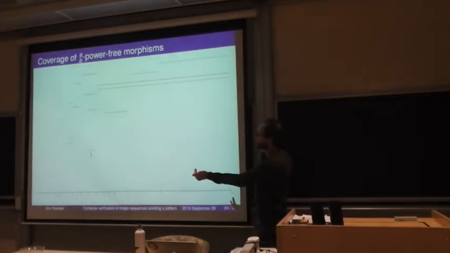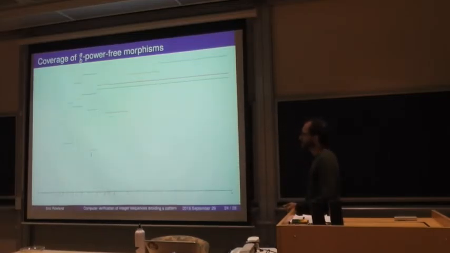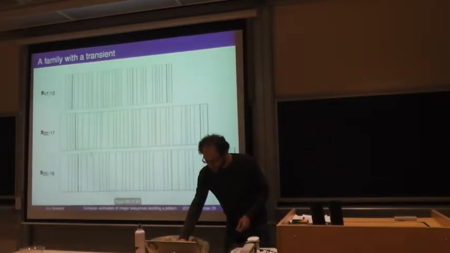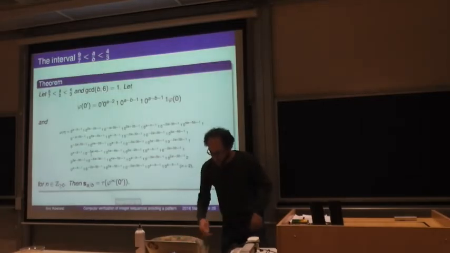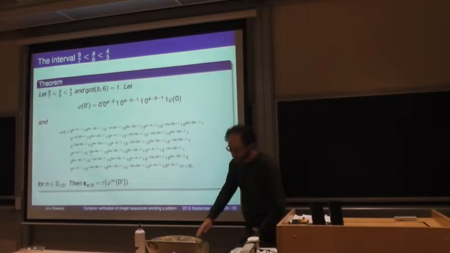So here's the coverage of the morphisms we have. Near 1, we have very few morphisms. Near 2, the larger you are, the easier it is to find an A over B power-free morphism. Let's see what else I want to say. So here's a family with a transient. This was an extra layer of complexity, but we were able to prove these symbolically also.